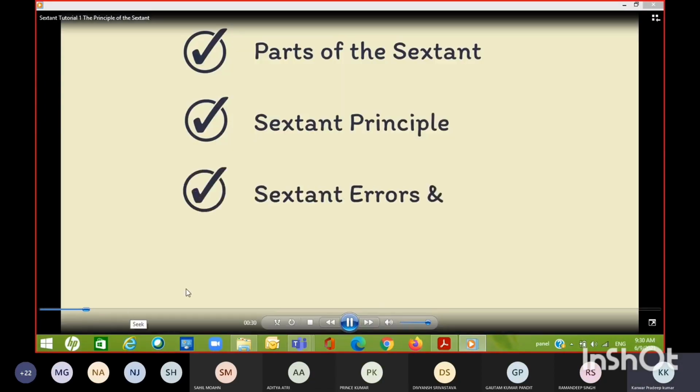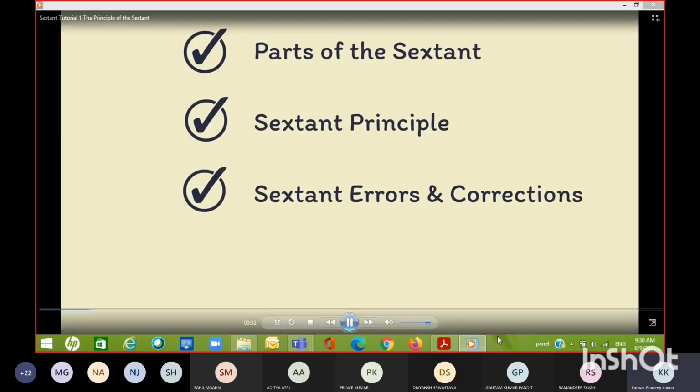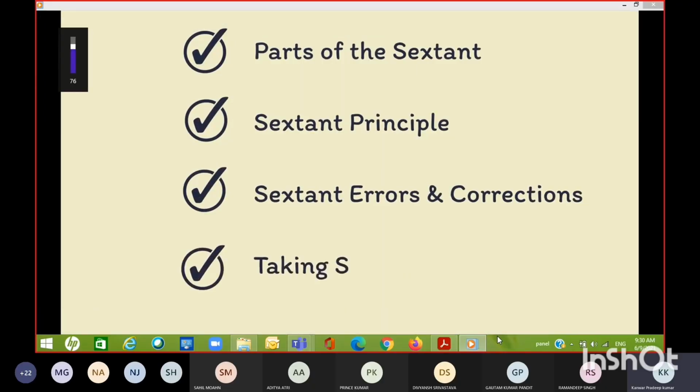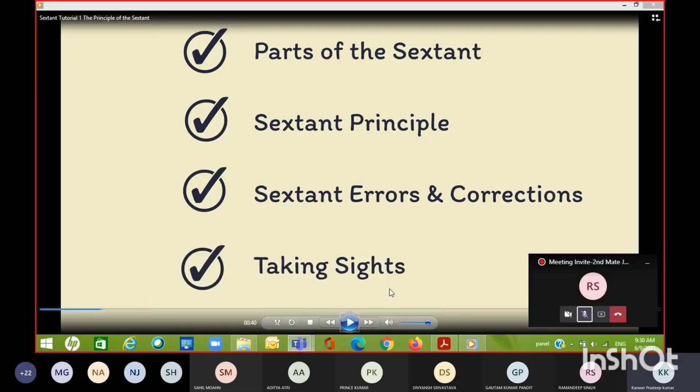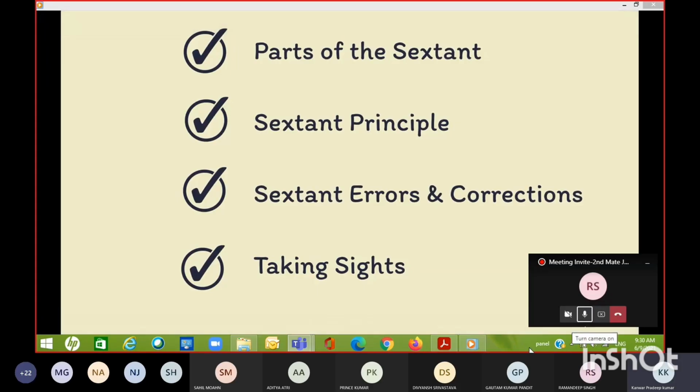Do sources of error and methods for correcting them, and then the final video we're going to cover actually taking a site with it. I would advise watching all the way through, as understanding the principles will really help. How was it now? It's good, sir. Okay, shall I start? Yes, yes sir. Okay.